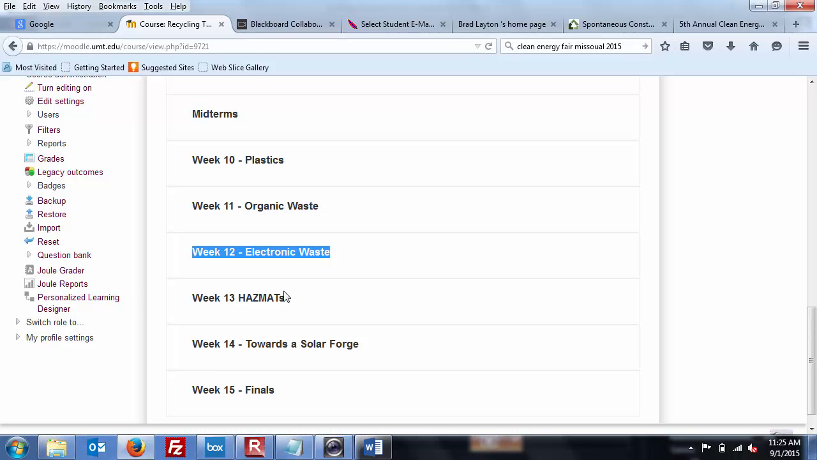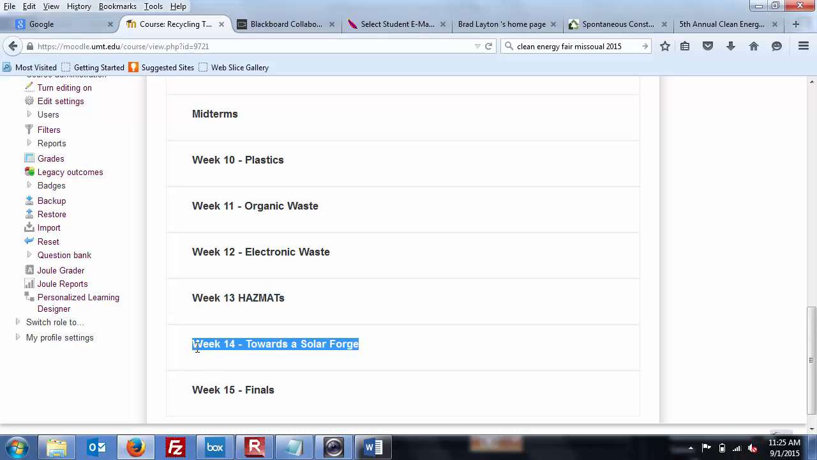Hazmats, these are going to be things like heavy metals, dioxins. We might look a little bit at nuclear waste. For example, the hospital here in town, there are a lot of protocols that rely on trace radioactive materials. So what do you do with those things?